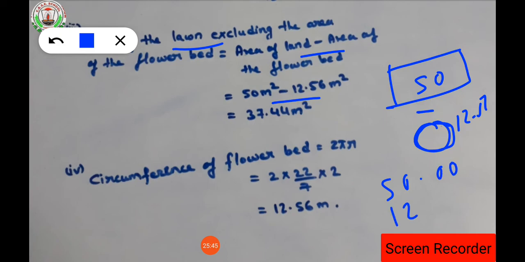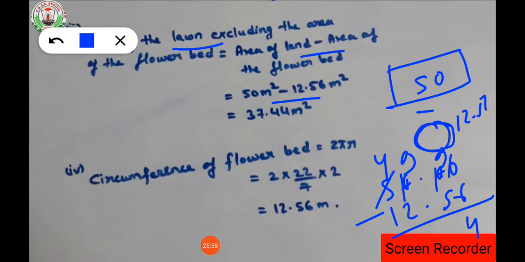37.44. Does everybody know how to subtract the decimal? Of course you people know very well, I was just recalling your knowledge. So, look how to subtract. Borrow a carry, 10 minus 6 will be how much? 4. 9 minus 5 will be again 4. Decimal will be in the same place. So 9 minus 2 will be 7. 4 minus 1 will be 3. So what is the required answer we are having here? That is 37.44 meter square.